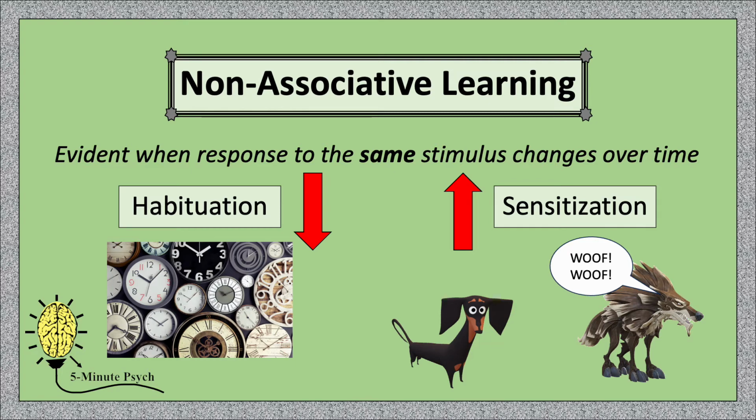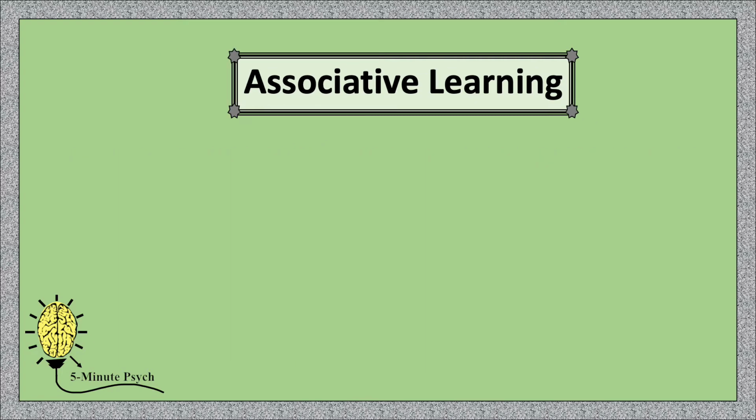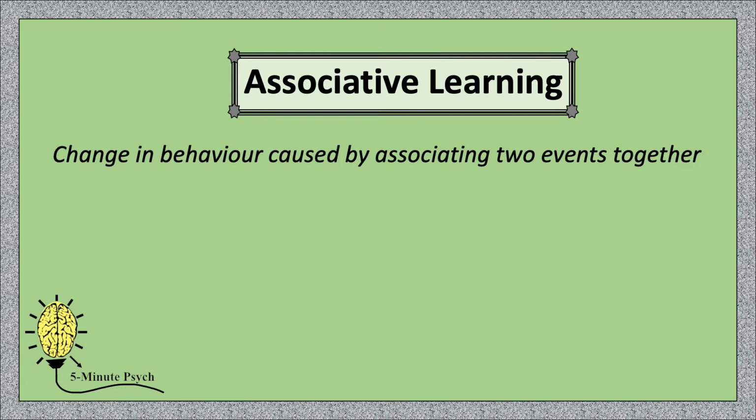Your reaction to the same barking stimulus increased over time because you were aroused from the scary movie. With associative learning, now you'll see a change in behavior that's caused by linking two things or events together. We'll go over two types of associative learning, classical conditioning and operant conditioning.